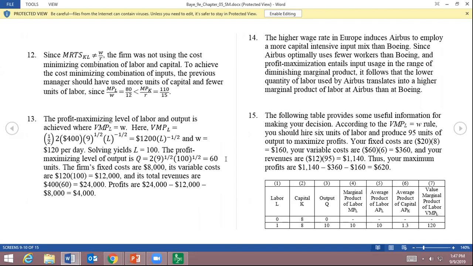So that's the profit maximizing L, but we're asked for 2 more things, right? We're asked for the profit maximizing Q, and then we're asked for the actual profit. So how would we get the profit maximizing Q? We're just going to plug this in, exactly. So we're going to say Q equals 2 times 9 to the 1/2 times 100 to the 1/2. So this ends up being 2 times 3 times 10, ends up being 60.